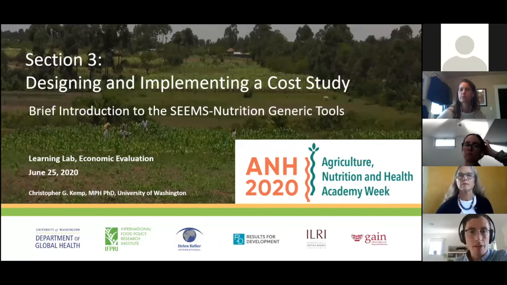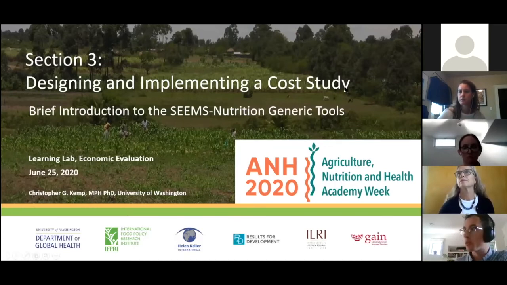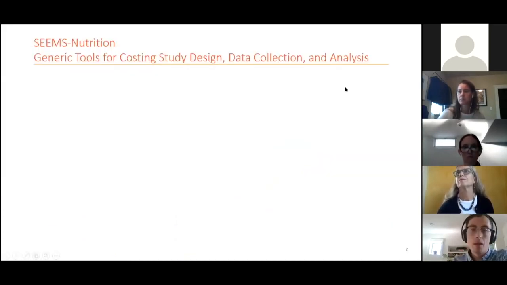Collecting and analyzing cost data from these large, complex programs is a unique process, but we hope that with this brief introduction, we'll make this process seem a little bit more achievable and approachable. So to support investigators to design and implement costing studies for multi-sector nutrition programs, we've delineated a series of standard costing steps and developed a set of tools to support studies along each step. These tools are available for any project to use and adapt as they wish.